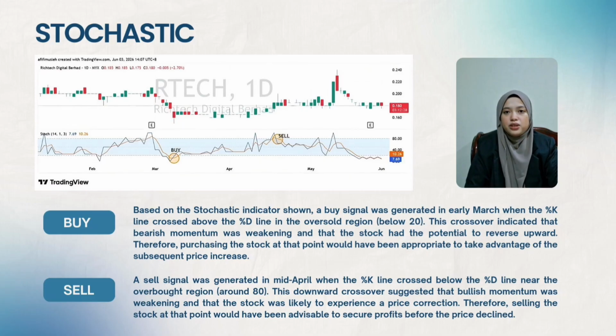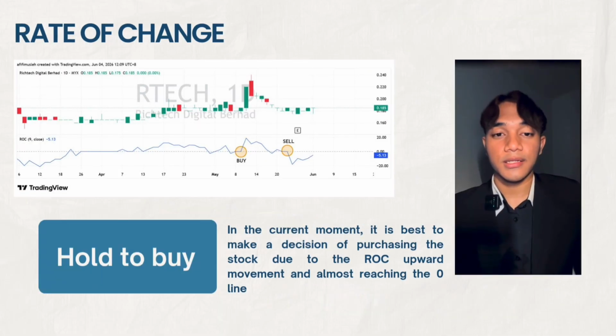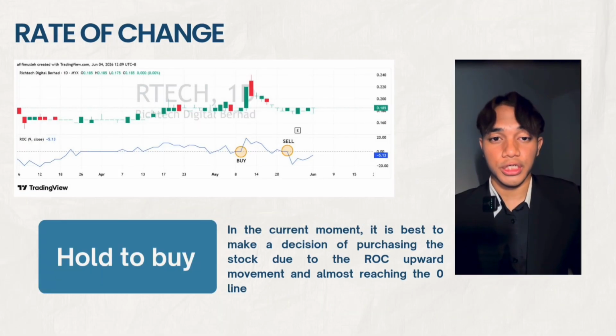A buy signal occurs when the percentage K line crosses above the percentage D line in the oversold region below 20, while a sell signal occurs when the percentage K line crosses below the percentage D line in the overbought region above 80. And the last indicator is rate of change.